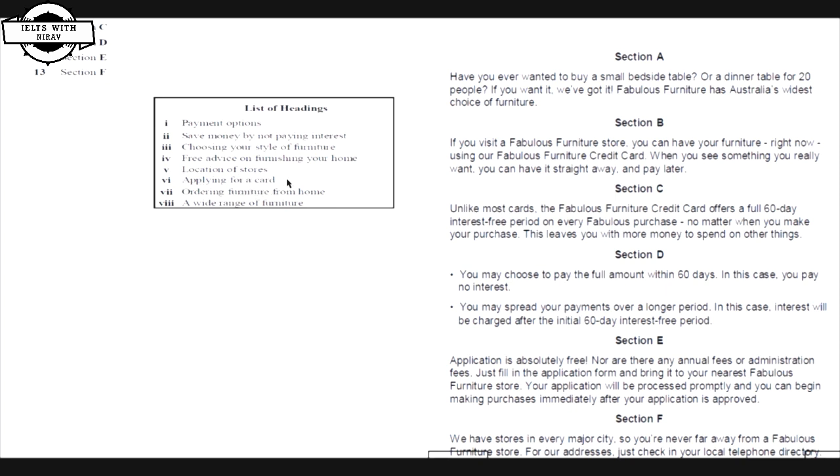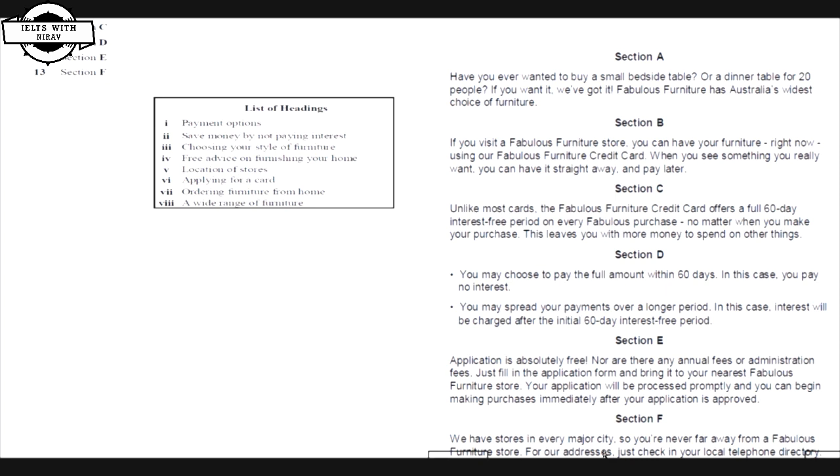So let's switch to the last section. The last section is: we have stores in every major city. So here I'm reading just one sentence and I'm getting a clue to the answer. Just have a look at heading number 5, location of stores. Just relate it with the given sentence: we have stores in every major city. So in this section they are giving information about their stores' location.